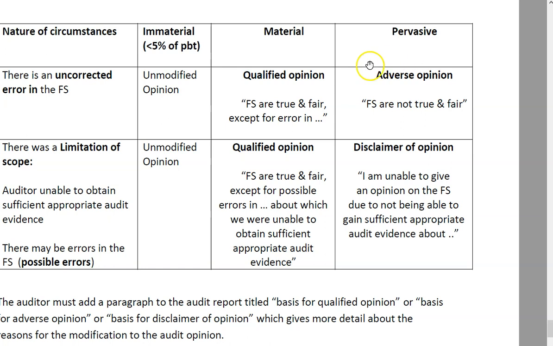The other type of circumstance is a limitation of scope, where for some reason the auditor was unable to obtain sufficient appropriate evidence. What that means is there may be errors, there are possible errors. So the auditor can't say the financial statements are true and fair. An unmodified opinion is where the auditor says, in our opinion, the financial statements are true and fair. With a modified opinion, where it's one of these issues, the auditor can't say that.